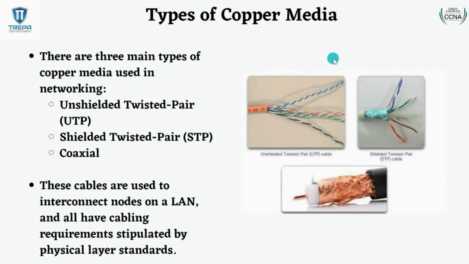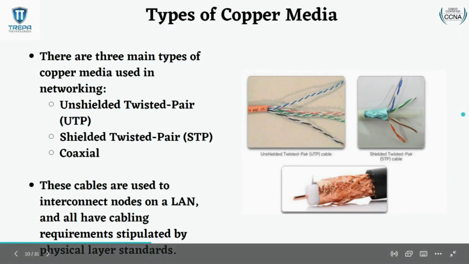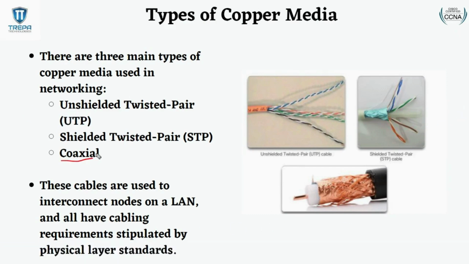Okay, now let's get into the different types of copper media. So there are going to be three main types of copper media used in networking. The big ones we're going to go over is UTP and STP. And then we're going to just touch on coax. These are just your cables that you used growing up for cable, right? In Arizona, we grew up with Cox cable. We had coax coming into our house that provided our internet and the television, right?